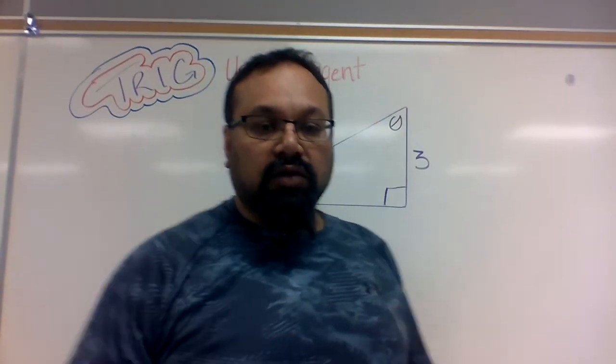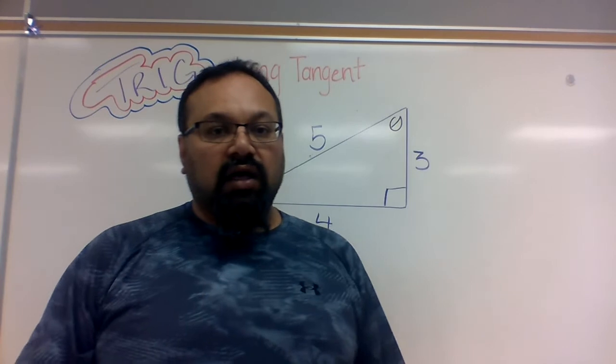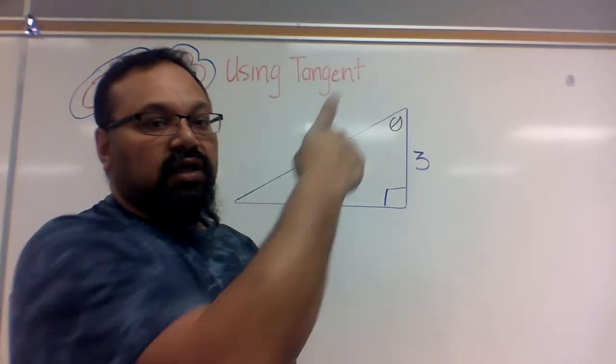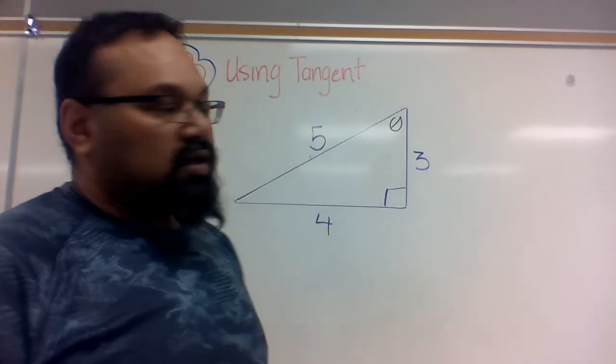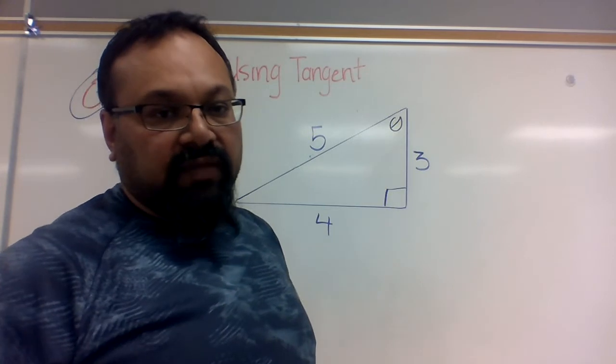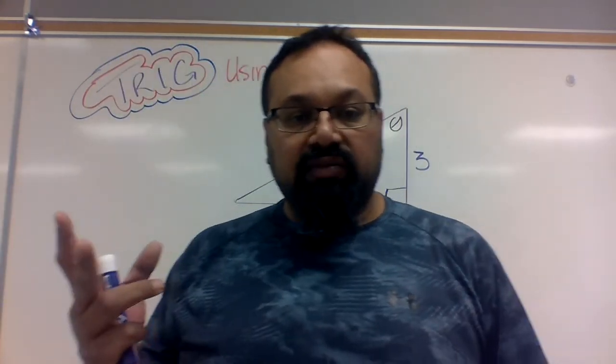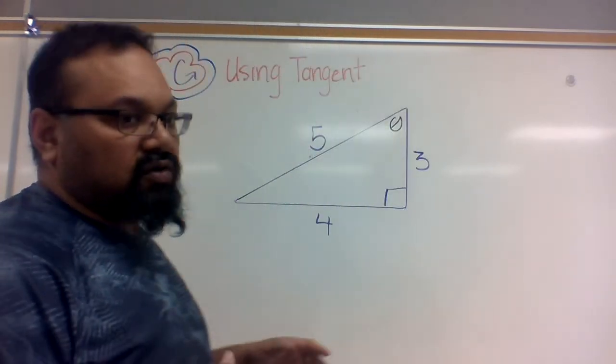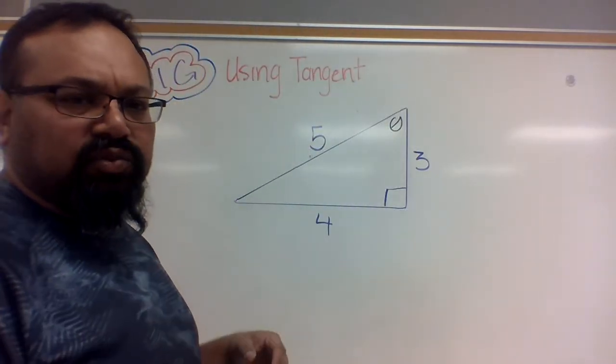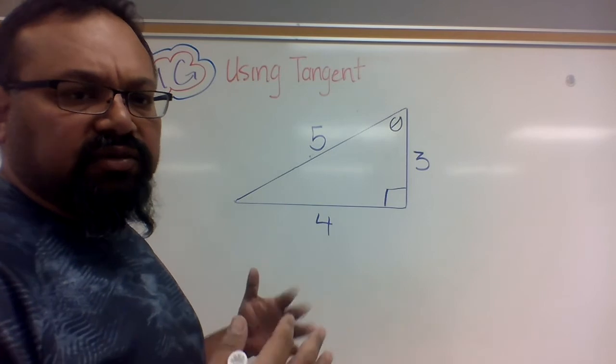There we go. So welcome to our next installment. In this one, we're going to be using tangent to find the angle. Now, in the other video that you would have just watched, we set up the ratio, and then we used the ratio to figure out what number is placed where in terms of opposite and adjacent.